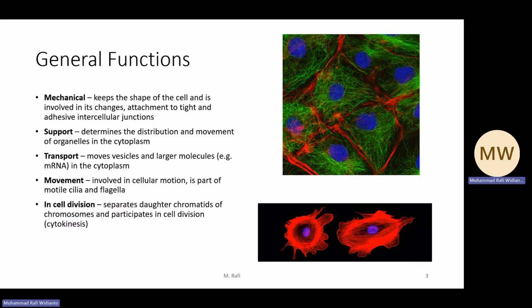And some more general functions. We have mechanical, like we said, supporting the cell shape and integrity. Transport: they can move vesicles and larger molecules like mRNA around the cell, and also organelles. We also have movement, for example in motile cilia and in flagella. We can see cilia in the respiratory tract and flagella in the sperm to move towards the egg. And we have cell division, where actin plays a role by creating a contractile ring, so that cytokinesis is possible, which is basically cell division.